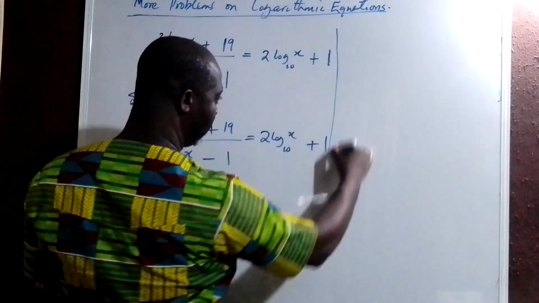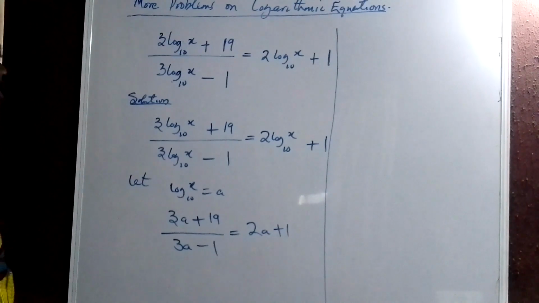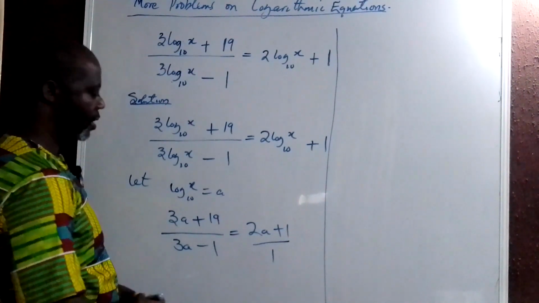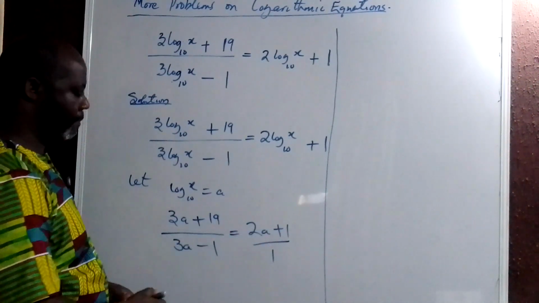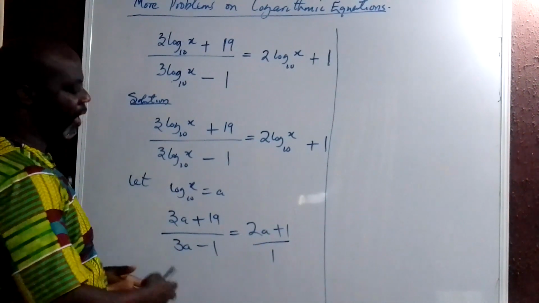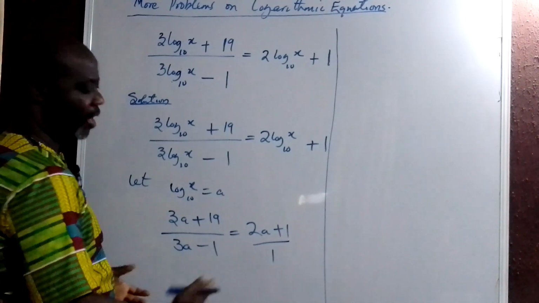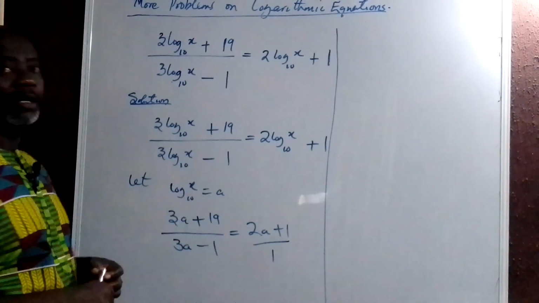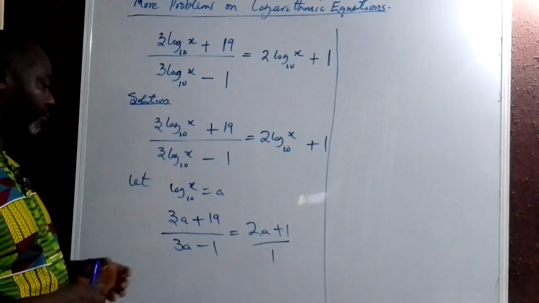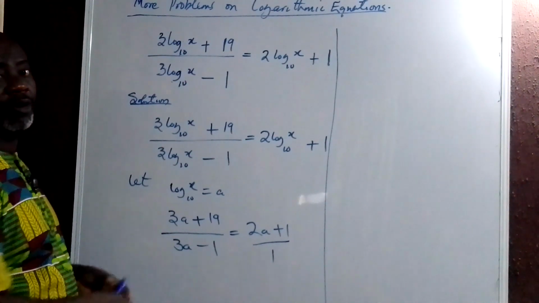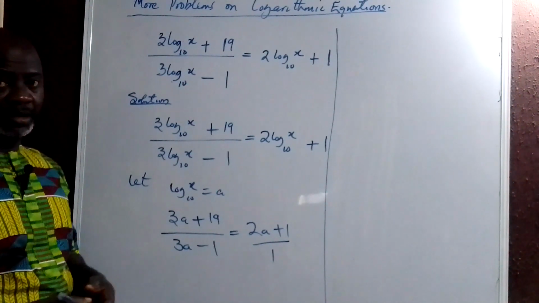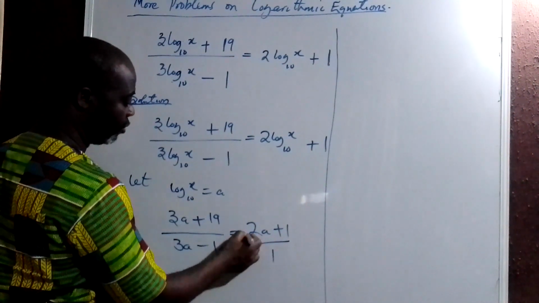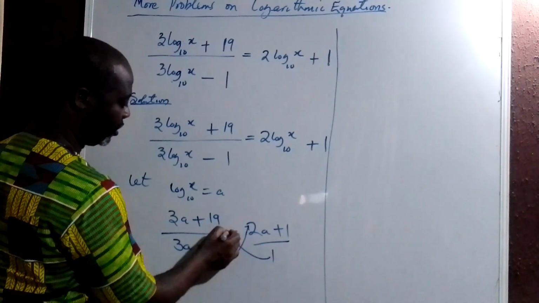So what we need to do now is to look at both sides. This becomes a fraction, so we can easily put this as over 1. And then it's either we cross multiply or we look at the denominator on both sides, find the LCM of the denominator, and then multiply both sides of the equation by the LCM of the denominator. But let's just use the simple approach, which is to cross multiply. So this multiplies this, and then of course this multiplies this.